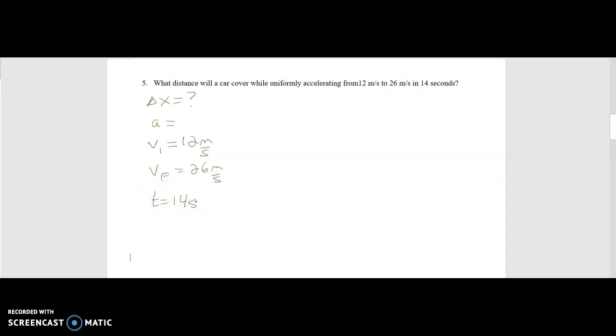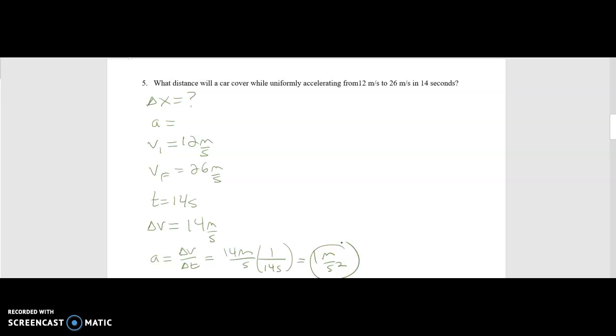Before I dive into the graph, I always like to look and see if there's anything I can do real quick. Hey, if I know the two different velocities, I can get the change in velocity, which here goes from 12 to 26, so it gains 14 meters per second. Is there anything else I can do? Oh, I can get the acceleration, because remember, acceleration is the change in velocity over the change in time, and I have that. It's 14 meters per second divided by 14 seconds. So that's going to end up being 1 meter per second squared. That's an easy, convenient acceleration to deal with.